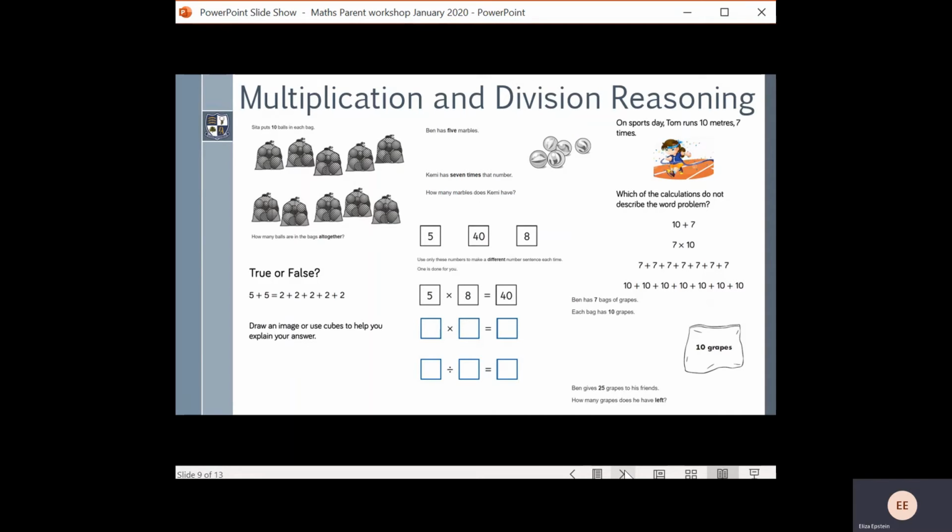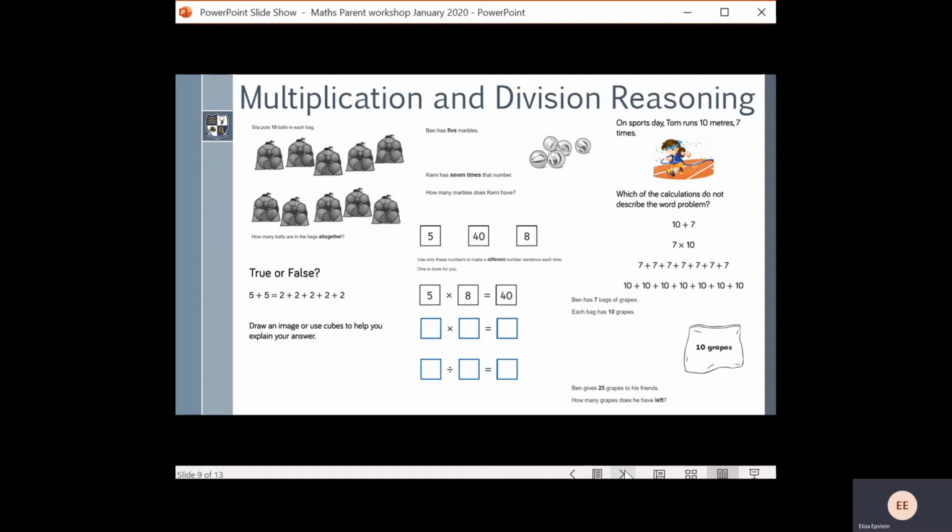The one underneath with the 5, the 40 and the 8, the children have to fill in number sentences that use the same numbers. They need to understand actually that 5 times 8 and 8 times 5 give the same answer, but actually that first number in the division number sentence needs to be the biggest, and that applies also for subtraction. The bigger number has to go at the start, which I touched on with the commutative law, which basically is times and add can be switched around, but the other two can't.